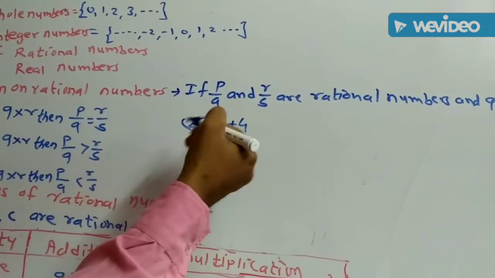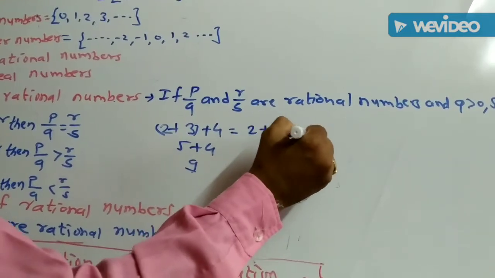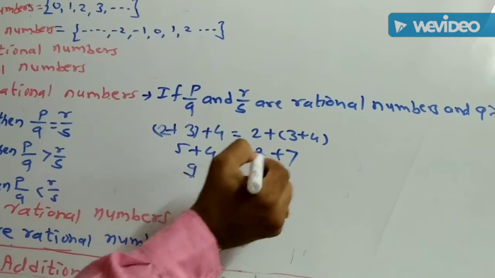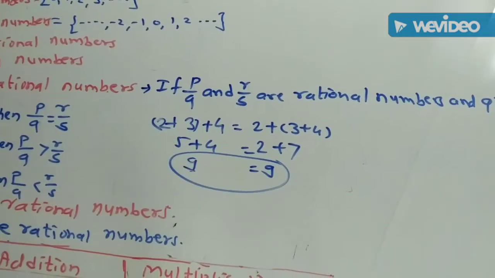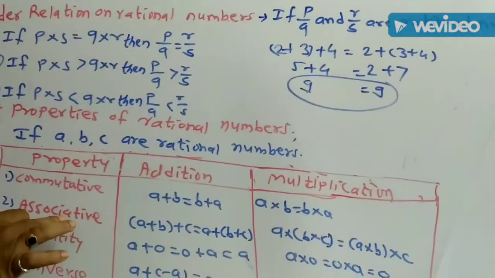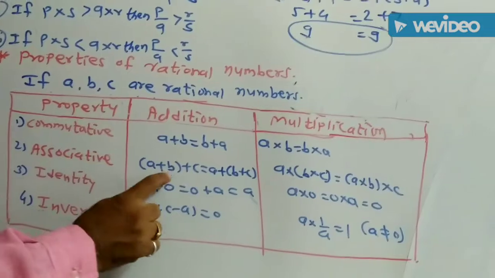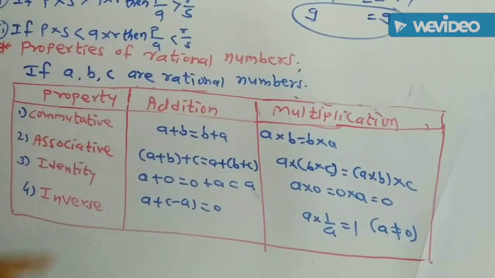If we do this addition in another way, that is, firstly we add the second and third numbers, 3 plus 4 is 7, and then add the first number, 2 plus 7 is 9, the answer is also the same. That is called the associative addition property. That is, the sum of three rational numbers in any way, in any order, is always the same.